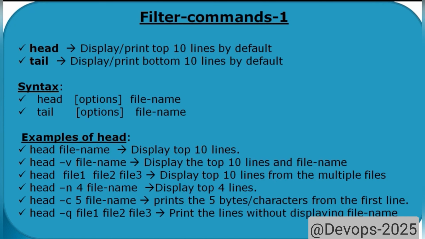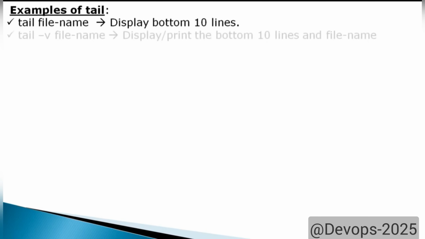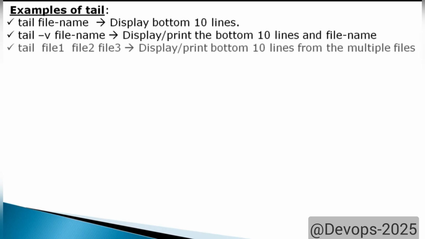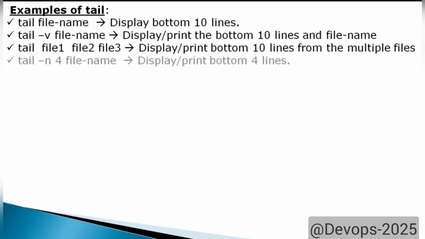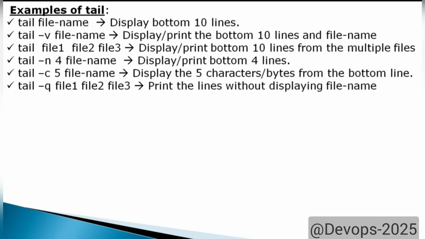Here are a couple of examples for the tail command. Tail will display the bottom 10 lines. With -v it will display the lines along with the file name, and we can display the bottom lines from multiple files. We can display 4 lines, 3 lines, 5 lines, 100 lines from the bottom by using the -n option. We can display characters or bytes, and if you don't want the file name preceding the lines, we can use -q.